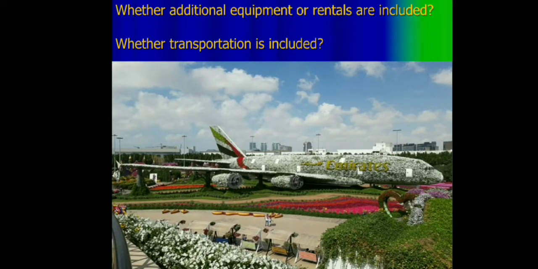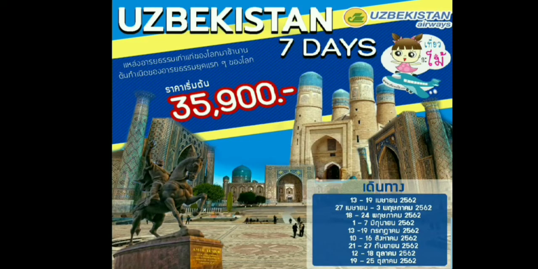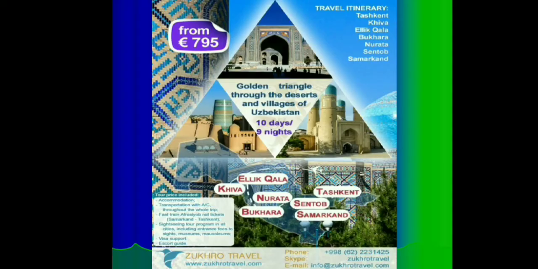You have to include transportation service as well as equipment rental. The duration of booking, 7 days or 10 days, should be indicated on the package. You see on the screen, it's written 7 days. So the client knows exactly the duration. And you see the price on the screen as well. So on your package, you should clarify everything so that clients shouldn't ask a lot of questions from you. You should give all the necessary information that will cause fewer questions.